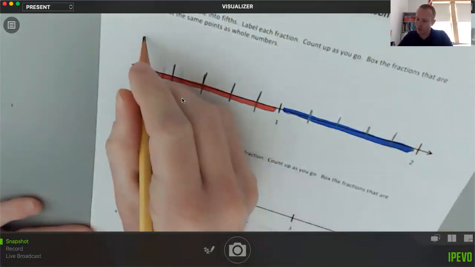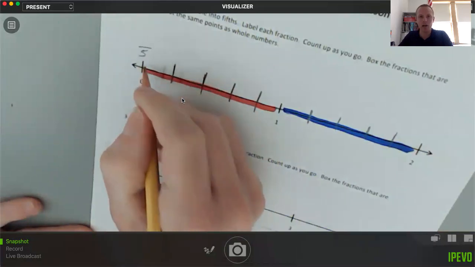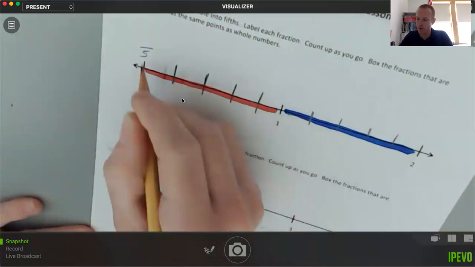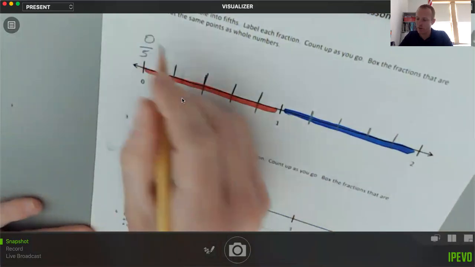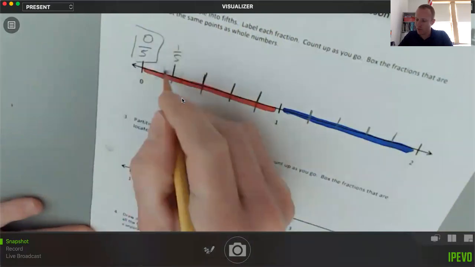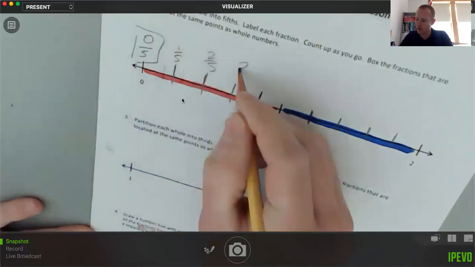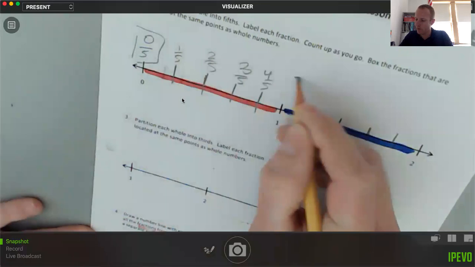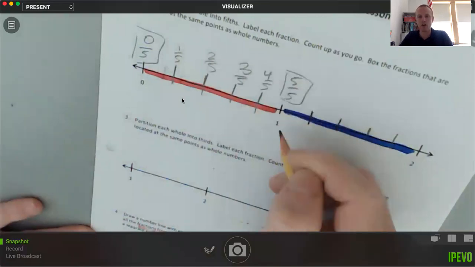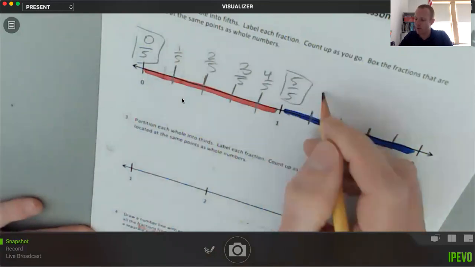So we start here with 0. 0 times 5. Again, we have a denominator of 5 because we're working with fifths. 0 times 5 is 0. And then we go 1/5 because that's 1 section of fifths. 2/5. Now we've taken up 2 sections. 3/5, 4/5, and 5/5. And we're pretty comfortable with this one now because we've worked with that a lot. 1 times 5 is 5. So we have 5/5, which is 1.